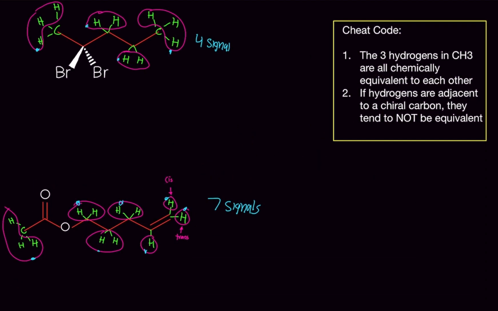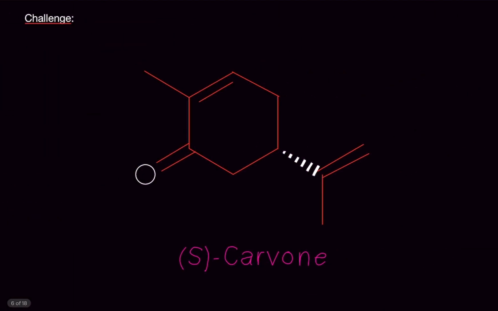Sweet. Here's our challenge problem. Escarvone. Probably seen this before because I've shown in videos in the past. I'm going to give you a hint here. This molecule has 10 signals. Now, I want you to pay very close attention because your professors will try to trick you like this.